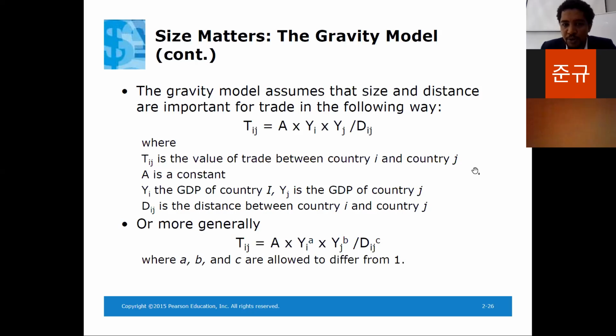Okay, trade value between two countries is equal to a constant times the GDP of one of the countries times the GDP of the other one, divided by the distance between the countries. So if I give you the GDP of the US, the GDP of China, and the distance between those two countries, then you can calculate the value of trade between China and the US, okay?